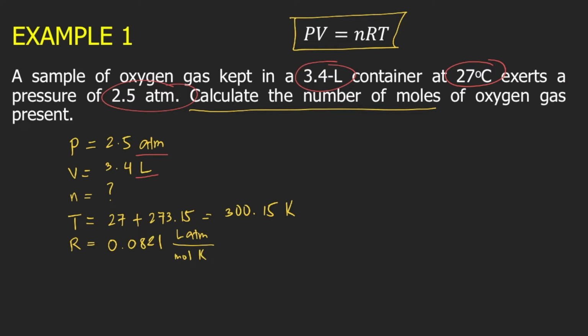Actually, this is the more common value of R. It's more commonly used than the 8.314. So this is also what I use personally in most problems. Now let's substitute the values into the equation.